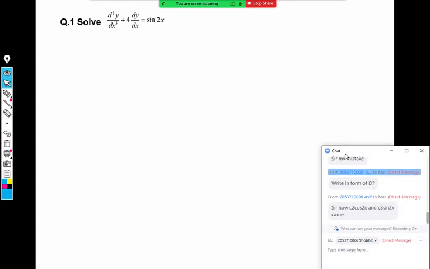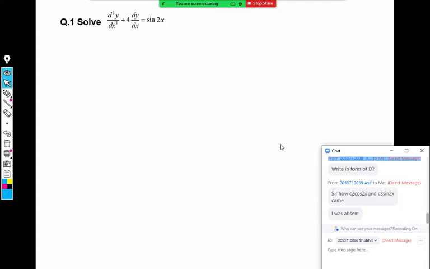Someone is asking how C2 cos 2x and C3 sin 2x come about. Asif, you are absent. You should learn the method of CF first. Whenever there is a complex pair, if alpha plus or minus i beta is a root, then CF is e raised to alpha x times (C1 cos beta x plus C2 sin beta x). Go through the recorded video of CF, then you'll get it.